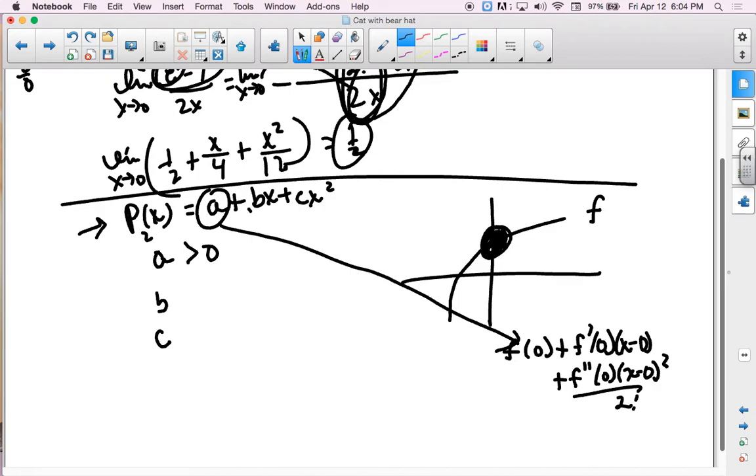All right, I know b comes from the first derivative at 0. Since this graph is increasing, I know its first derivative would have been a positive number. I know c, the second degree, comes from the second derivative over 2 factorial, and this is concave down, so the second derivative would be less than 0.